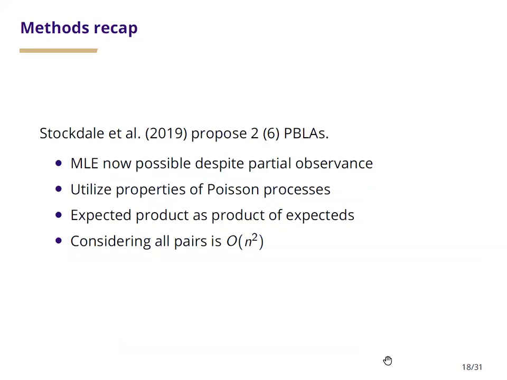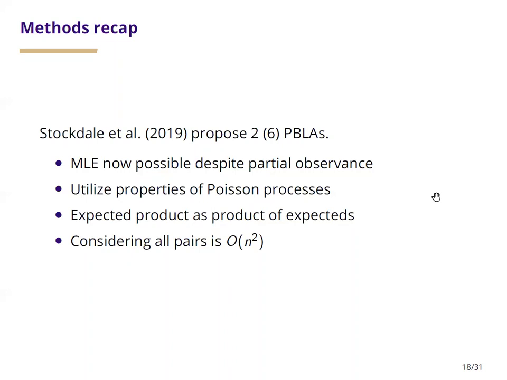As a recap for these methods, Stockdale, Kypraios, and O'Neill propose, in fact, 6 pair-based likelihood approximations, 2 of which I have highlighted here. This makes maximum likelihood estimation possible despite the partially observed data. With the sketch of the proofs, I've really emphasized how we use properties of Poisson processes.